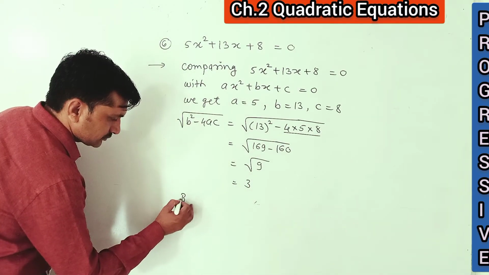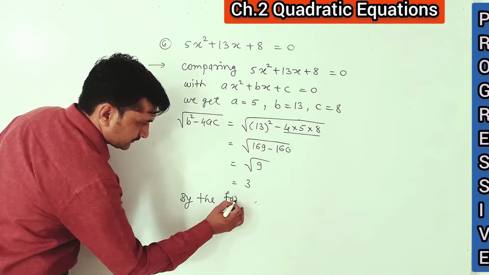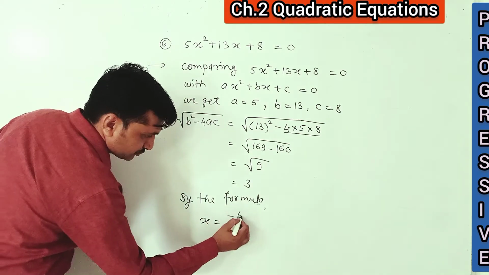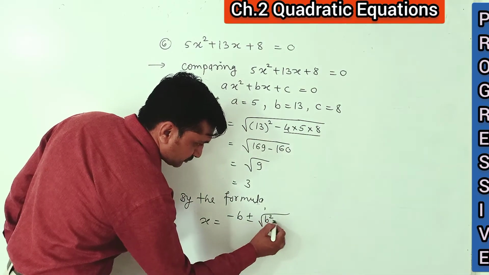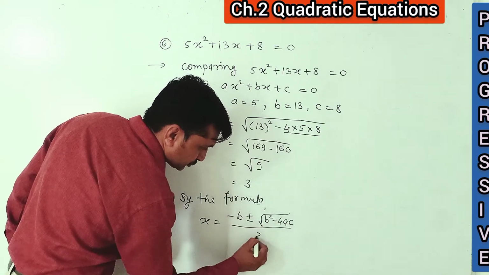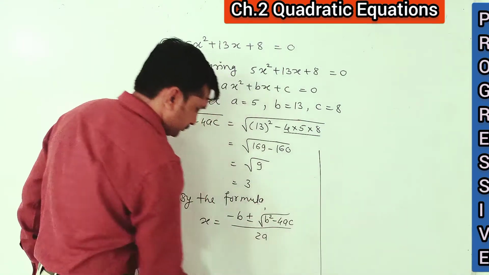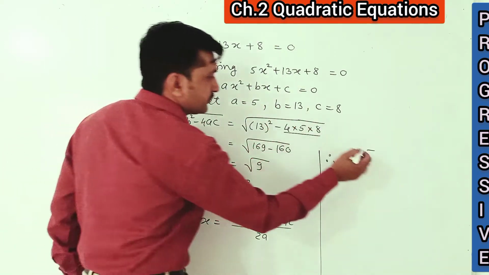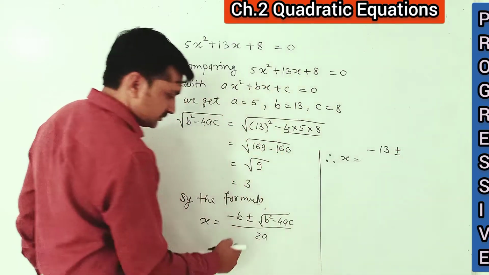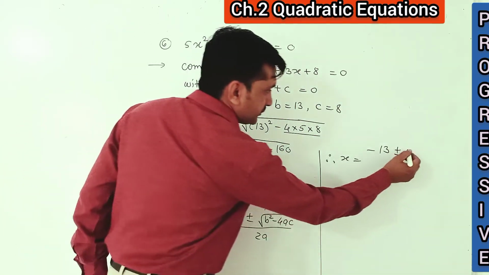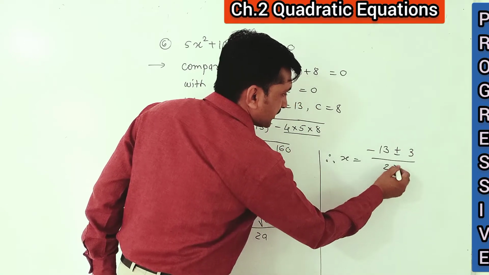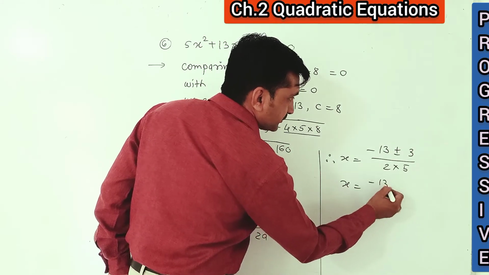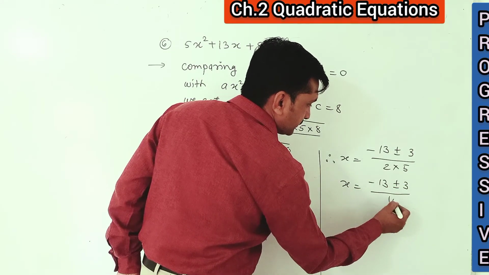Now by the formula, formula you know, what is variable? X. Therefore x is equal to minus b plus minus root b square minus 4ac upon 2a. So put values. x is equal to minus, what is b value? B value 13, minus 13 plus minus, and this root value is 3 upon 2 multiplied by, what is a value? A value is 5. X is equal to minus 13 plus minus 3 upon 10.